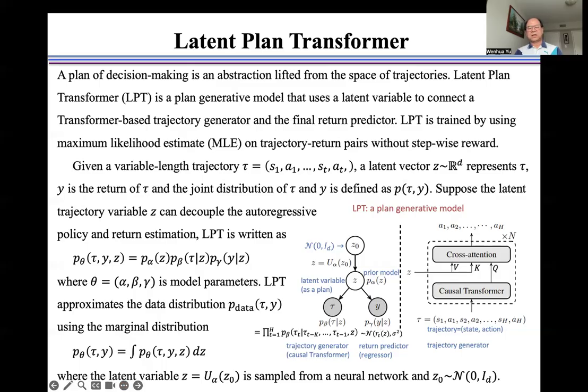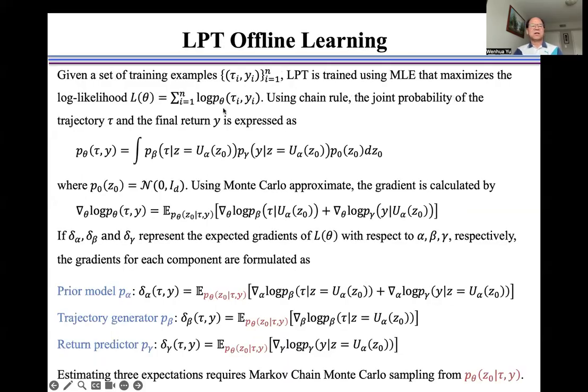The latent variable z is sampled from a neural network and z0 sampled from a normal distribution. This trajectory generator contains Gaussian transform and cross attention. Given a set of training examples, tau and y, LPT is trained using maximum likelihood estimate that maximizes the log likelihood L. Using chain rule, the joint probability of trajectory tau and final return y is expressed as here, where P0 is a normal distribution. Using Monte Carlo approximation, the gradient is computed by using this formulation.